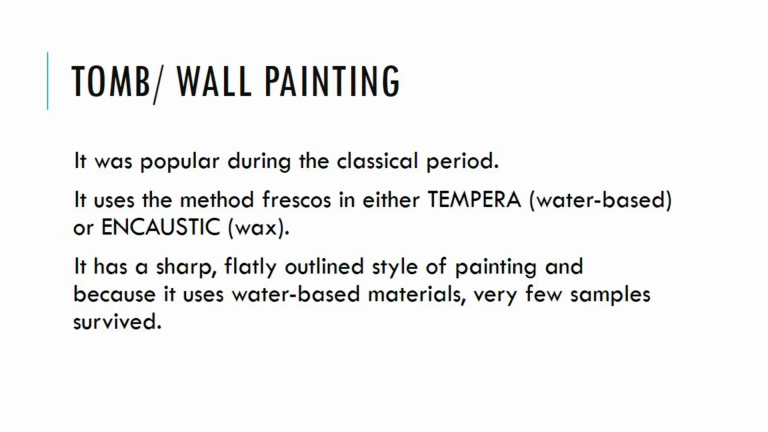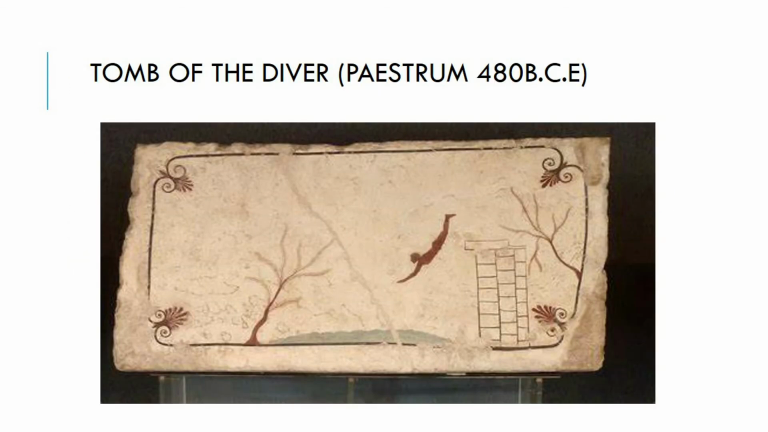Next type of painting is the tomb or wall painting. It is popular in the classical period, where the method used is the fresco, tempera, the water-based, or encaustic. But it has sharp, flatly outlined painting, and because it uses water-based materials, very few samples survive. So, onti lang ang survive because it is a water-based painting. Here is an example, the Tomb of the Diver.